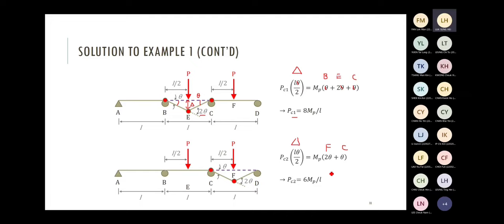So we have two critical loads. Which one is more critical? This one. Because when both the loadings increase simultaneously from 0, it will firstly reach the smaller value, 6 MP over L. That is the collapse load for this two-span beam.